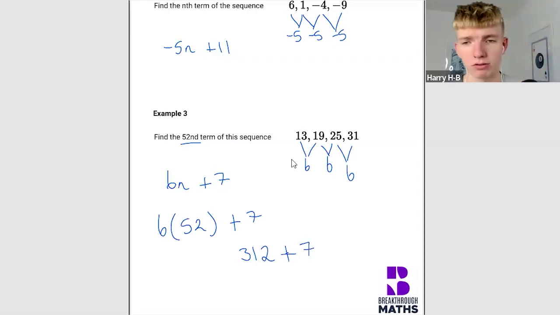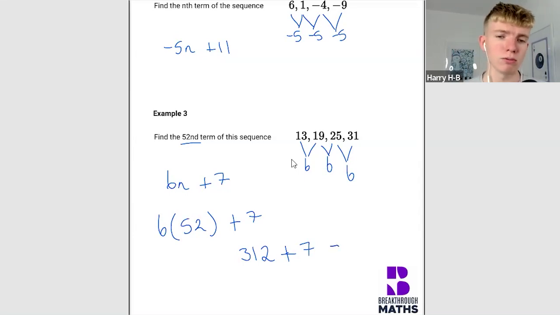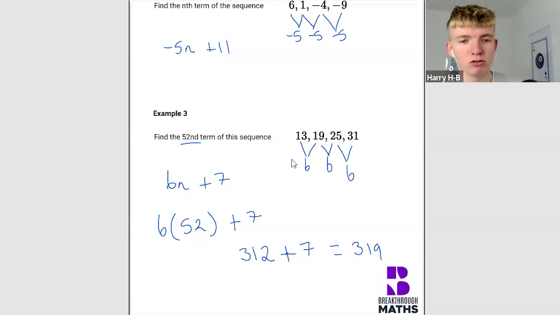Right, 312 plus 7. You geniuses would be able to tell me that that is 319. And I really hope I'm right. So that is how we do these type of questions.